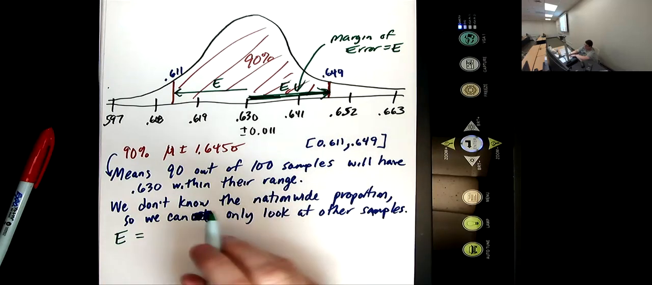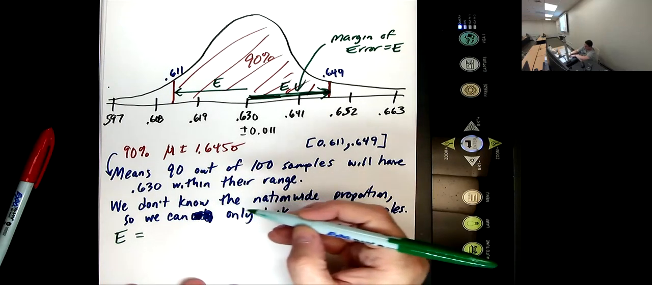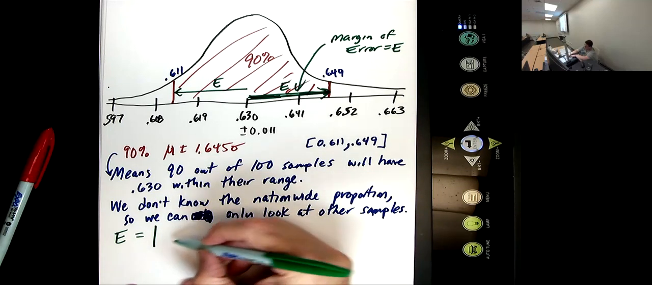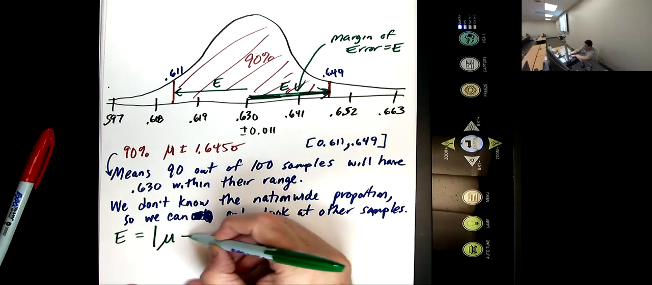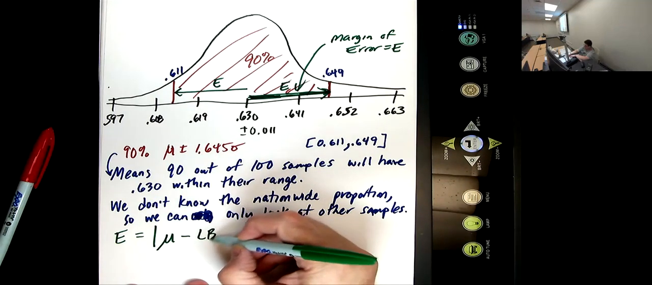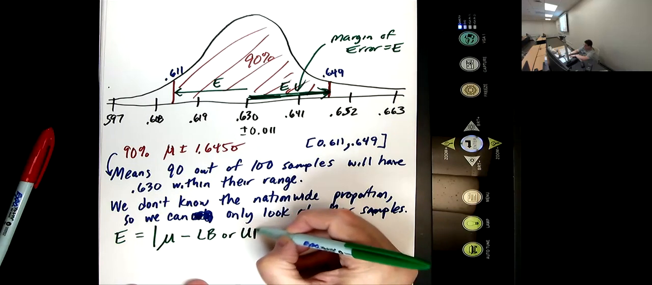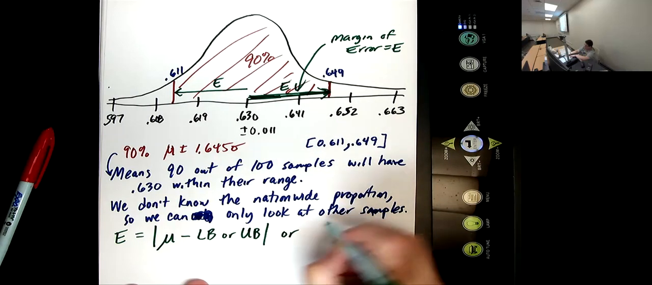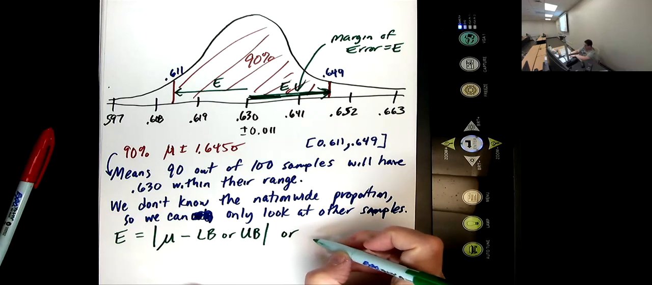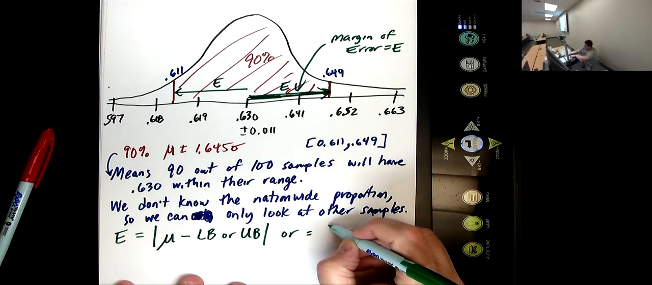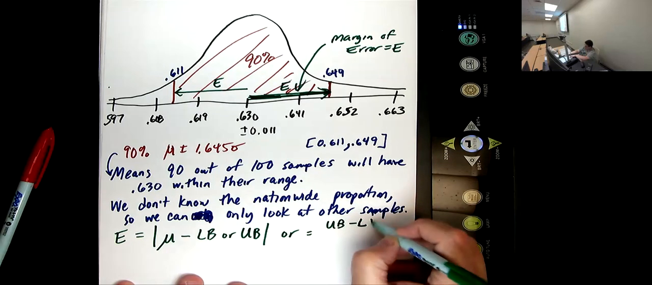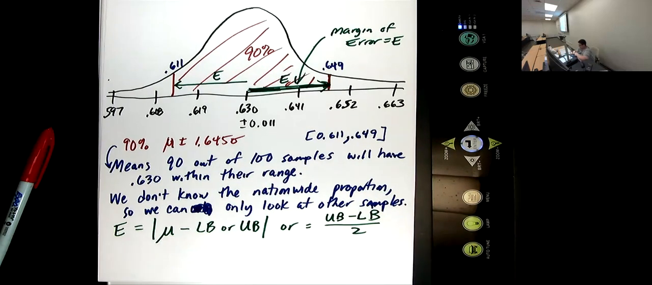There's several ways to get E. We can do the absolute value of the mean minus either the lower bound or upper bound right here. Or we can calculate the error rate by doing upper bound minus lower bound divided by 2. That one seems like more work to me.